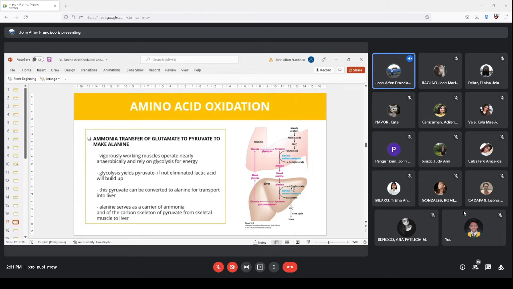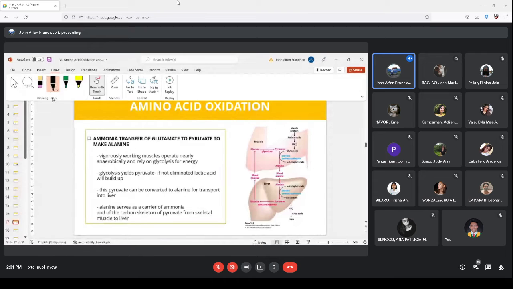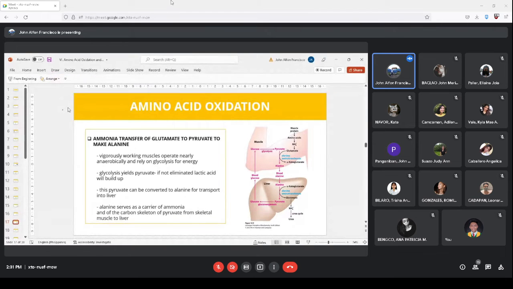Ammonia transfer of glutamate to pyruvate to make alanine. Okay? So this is a process naman between the liver and the muscles. Vigorously working muscles operate nearly anaerobically and rely on glycolysis for energy. And glycolysis yields pyruvate. If not eliminated, lactic acid will build up. And this pyruvate can be converted to alanine for transport into liver. Okay? So kapag masyadong maraming pyruvate, it can be converted to alanine using your glutamate.